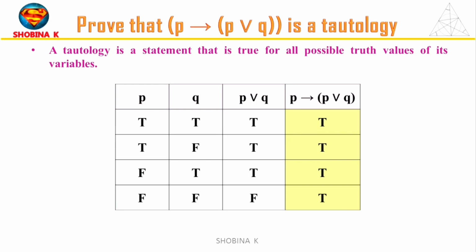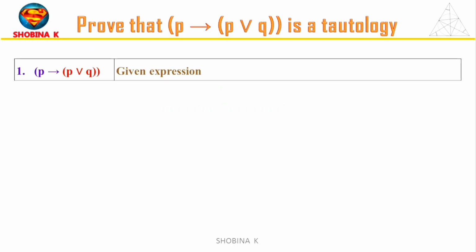And you can see that for every combination of truth values of P and Q, the expression P implies P or Q evaluates to true. And this confirms the expression is a tautology because it is always true. Now let's use logical equivalence to prove this expression.